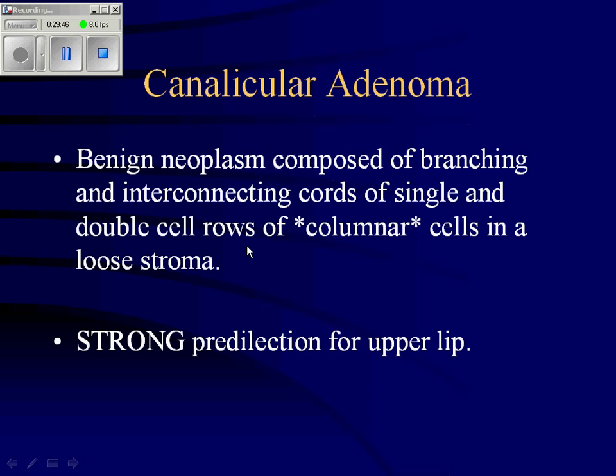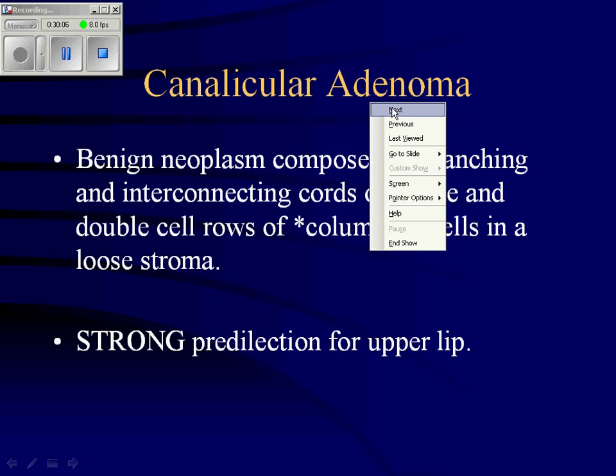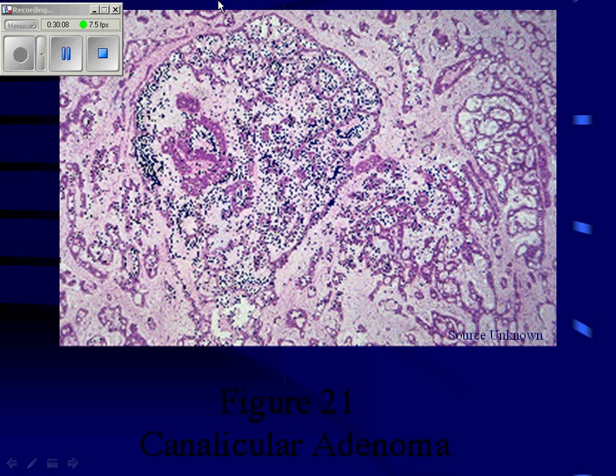So here's your canalicular adenoma. Branching interconnecting cords. That's what we mean by canaliculi, little cords with usually two different layers of cells. That way it looks like a little canal. And it'll be in a loose stroma. It tends to occur in the upper lip. These tend to very strongly occur in the upper lip. So if you see something that looks like a basal cell adenoma in the upper lip, think about canalicular adenoma.